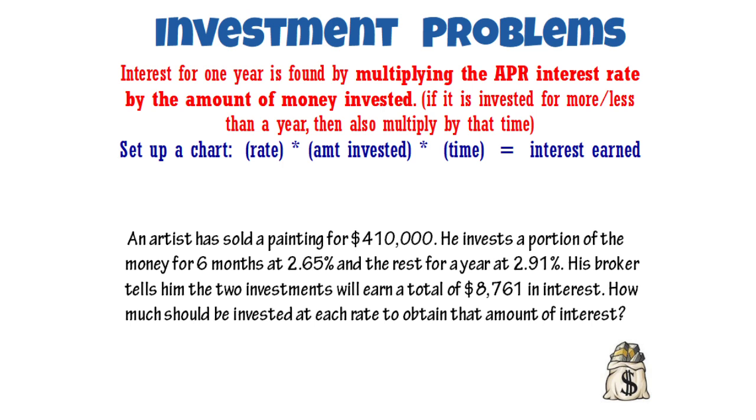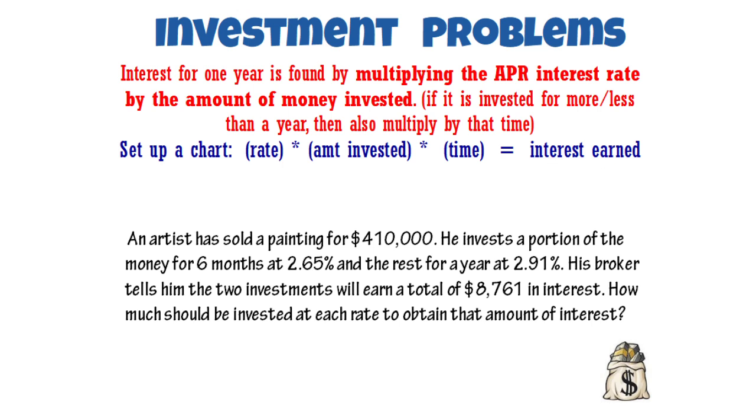If you left it in there for 6 months, then you'd have to take it times 1/2, because that was half of a year. So looking at it here, if you think about setting up a chart, it's always going to be your rate, that percent interest rate, times the amount of money you invested, and maybe even times the time if it was not exactly 1 year. And that is going to end up equaling or representing the interest that the bank will pay you.